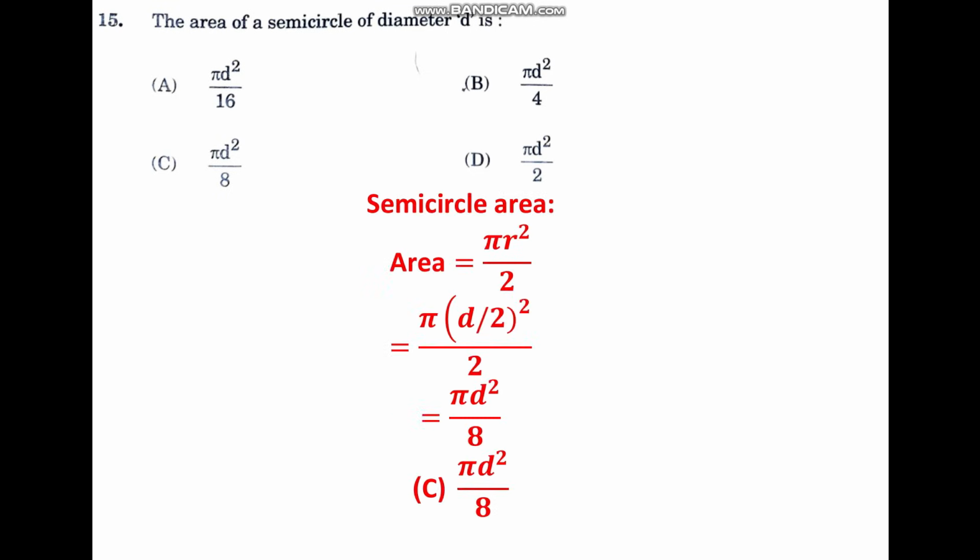Question number 15. The area of a semicircle of diameter D is. We need to find the area of the semicircle in terms of D. And we know that the area of a semicircle is pi r square by 2, and r can be written as half of the diameter, and when we substitute the value we get pi d square by 8. So the correct option is option C, pi d square by 8.